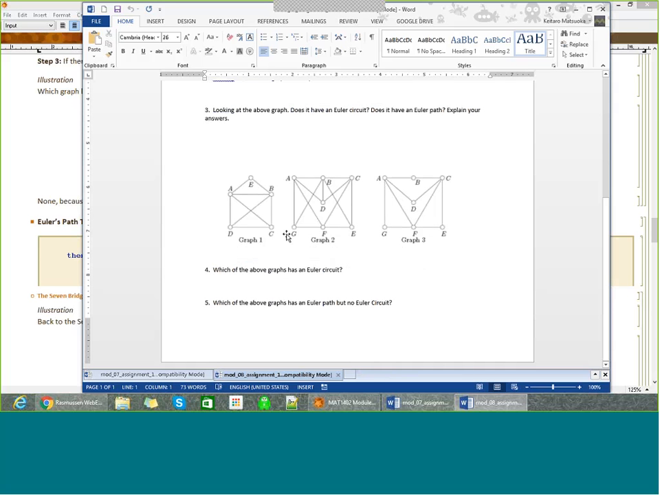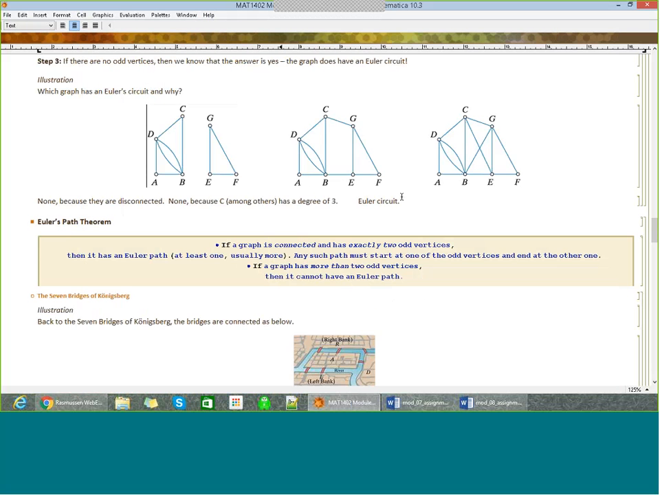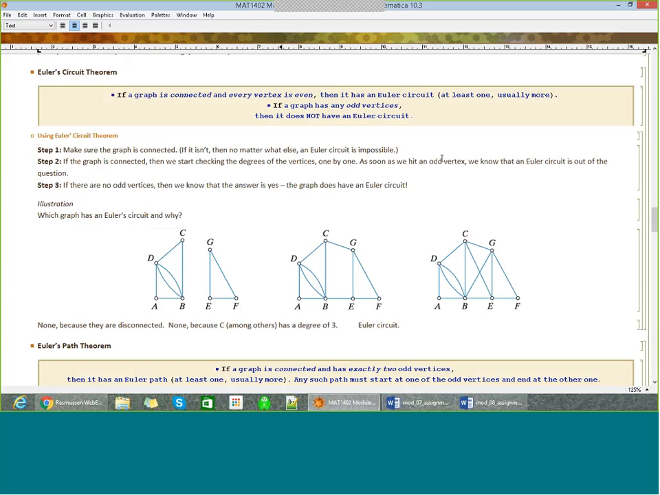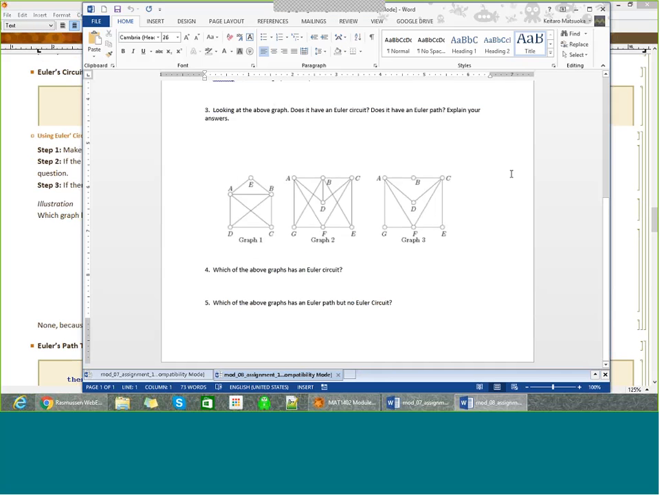And then for 4 and 5, same thing. If you determine graph 1 to be an Euler circuit, tell me why. You just say, well, because of the circuit theorem, the graph satisfies these conditions, therefore it's an Euler circuit or something like that. Okay. Same thing for 4 and 5. Pretty easy.